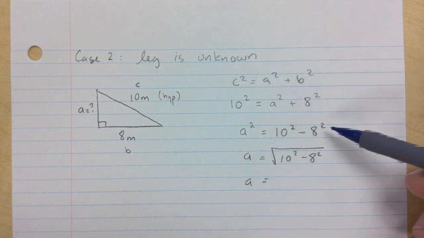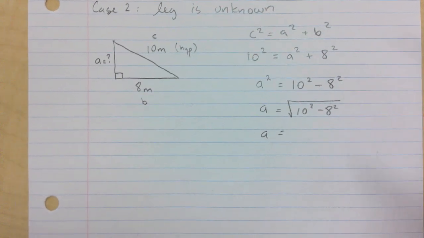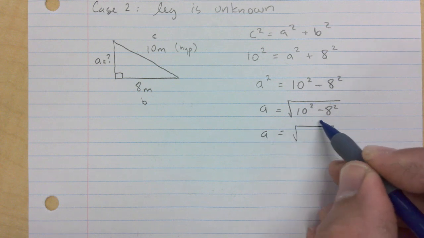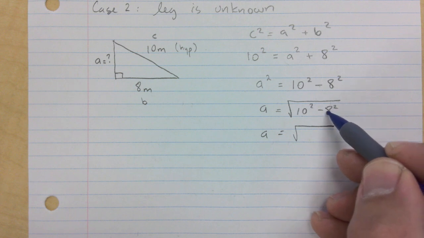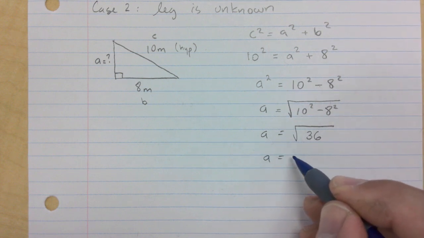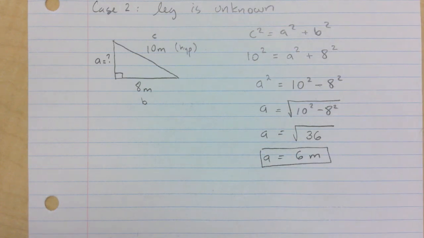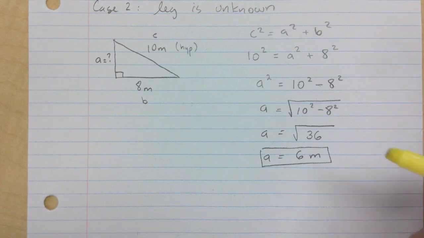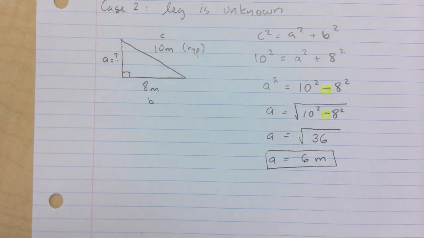And then, so basically, at this point, it starts to look similar, but not quite to the first case. So we go square root, we find out what this is. So 10 squared is 100, 8 squared is 8 times 8, that's 64. Subtract those two, you get 36. If you find the square root of 36, you get 6, and we are in meters. So there it is. I'm just going to highlight the subtract. Okay, that's different than before, right? So this is the second case. And let's go and do another one.